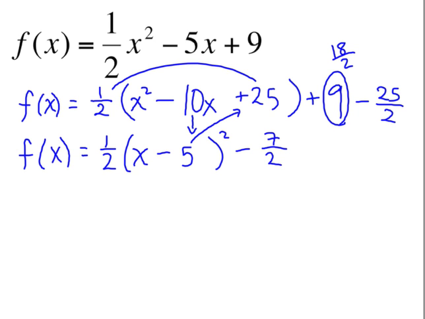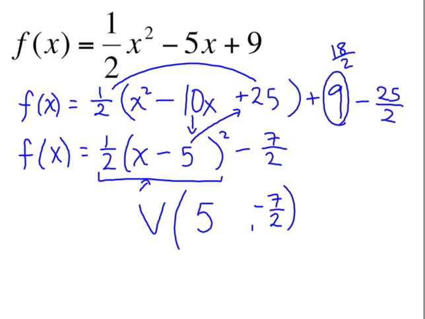So now to find the vertex, I say, well, this is always positive, so the lowest it can go is 0. So the lowest the whole thing can go is negative 7 halves, and we get that by making this quantity 0. That happens when x is 5. Now, incidentally, this vertex is below the x-axis, and this parabola opens up, which means it also has x-intercepts.